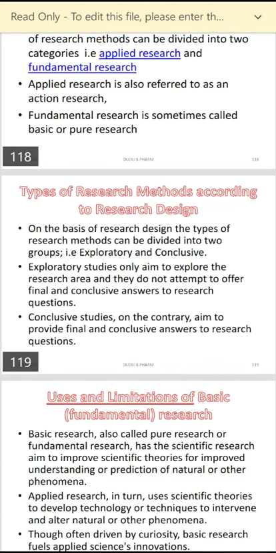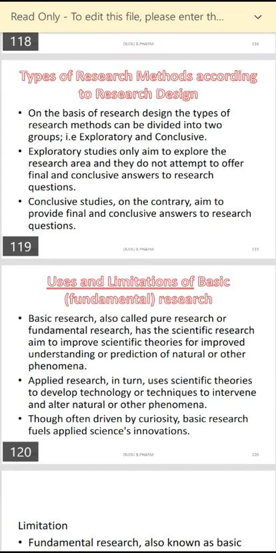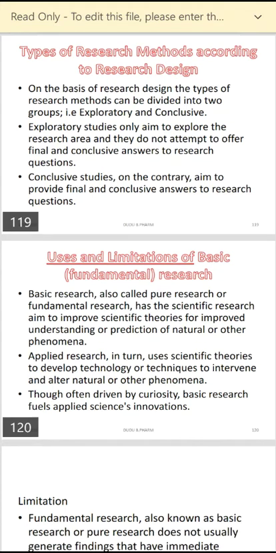Let's go to types of research methods according to research design. On the basis of research design, the type of research method can be divided into 2 groups: exploratory and conclusive. Exploratory studies only aim to explore the research area and they do not attempt to offer final and conclusive answers to research questions. Conclusive studies, on the contrary, aim to provide final and conclusive answers to research questions.